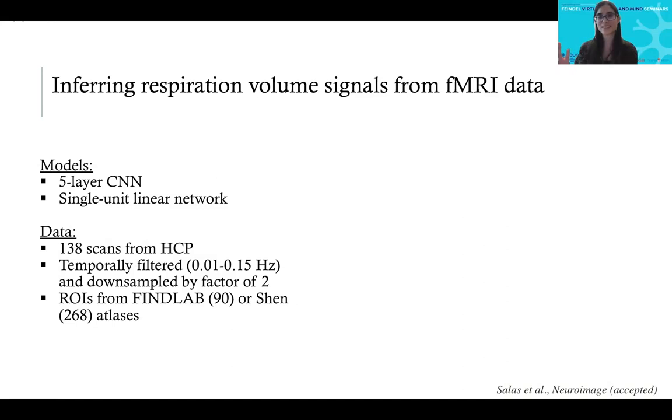For the study, we used scans from the Human Connectome Project. These were selected based on the quality of the physiological data. Because we were also interested in seeing if we can make this work on more slowly sampled data, we took the HCP data, which has a 0.72 TR, and filtered and downsampled it by a factor of two. We compared some atlases, but mainly used this 90 ROI atlas from the Finn Lab. There are more details about the method in the paper.